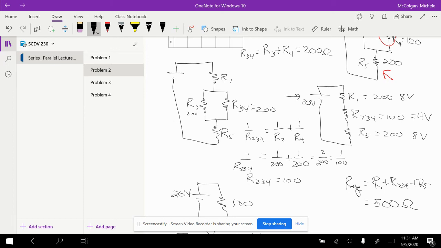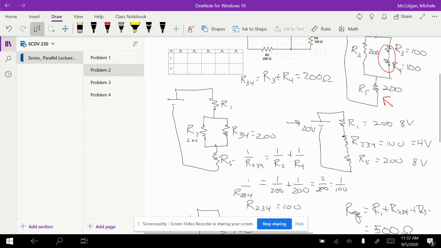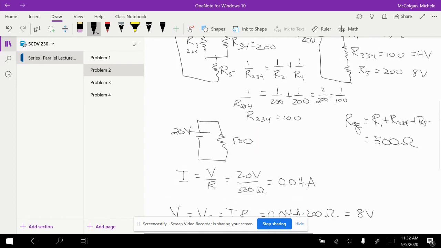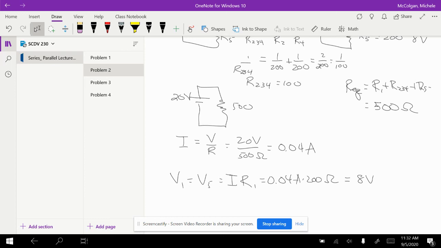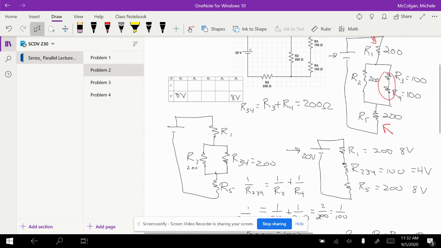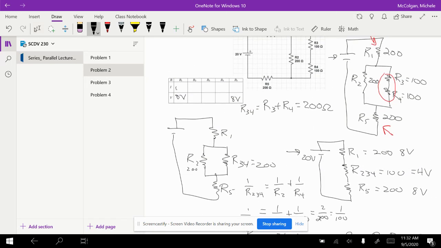So we can start filling in our table. So I know R1, I have 8 volts here, and R5, I have 8 volts. I also know that my current through R1 and R5 is 0.04 amps. And I'm just going to write amps here so I know that that's what the unit is because I can't really fit it. Great.